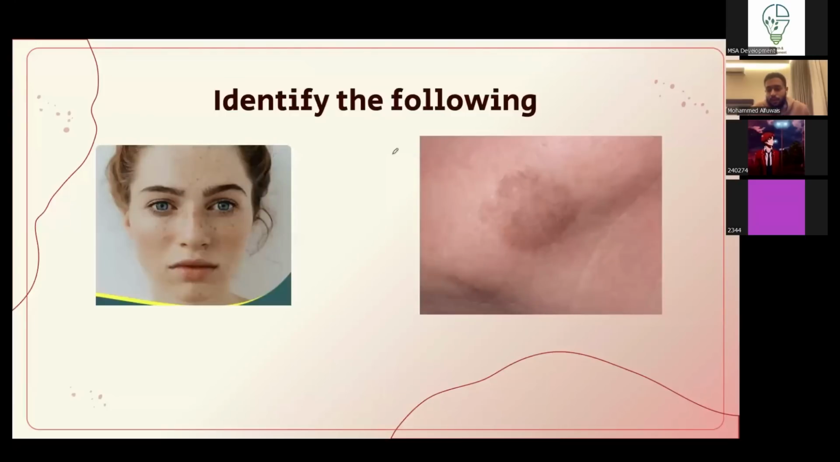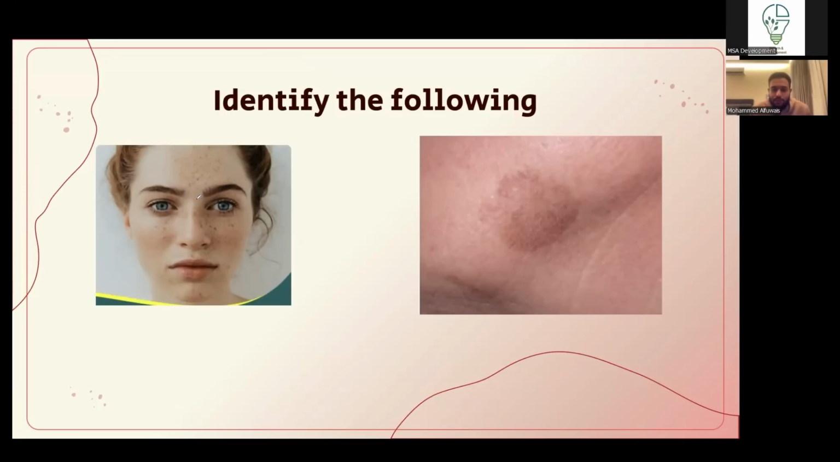Okay, so now we're going to go into a lot of the tumors and melanin diseases. Firstly, we have these two diseases, not really diseases, but two findings of melanin. Firstly is here. What are we seeing here? These are just normal freckles.